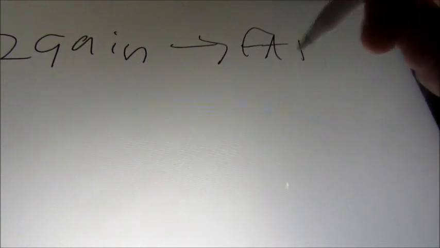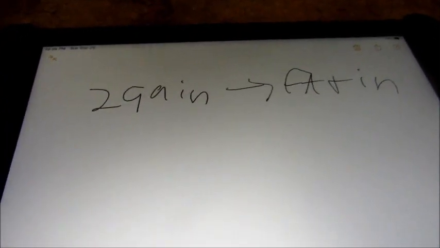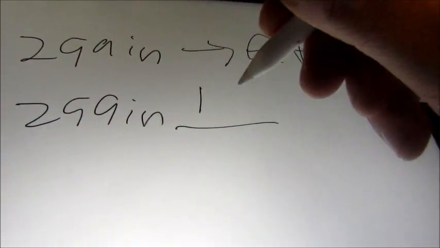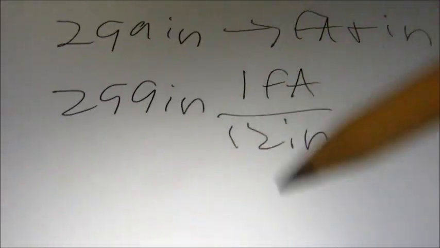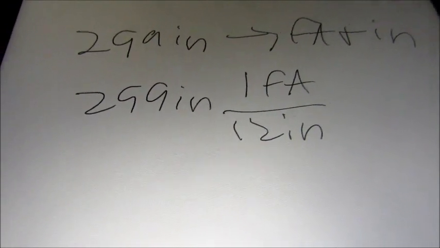Okay, so there are going to be some questions though. Say you have 299 inches, and you have to change it into feet and inches. So here what we're going to do is divide the inches by 12. We have the 299 inches. 1 foot is 12 inches. So we're going to divide the 12 into the 299.